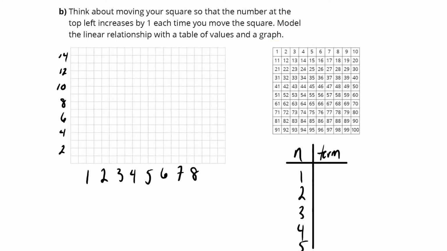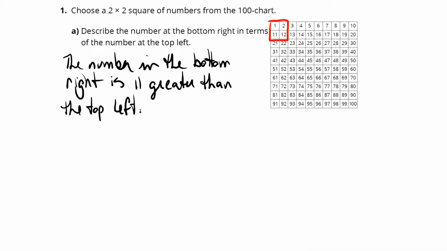Now they say think about moving the square so that the number at the top left increases by 1 each time you move the square, and then model the linear relationship with a table of values and a graph. So let's go back to the table and we're going to move our square over 1 so that the top left has increased by 1. And we can see now that when the top left increased by 1, the bottom right also increased by 1.